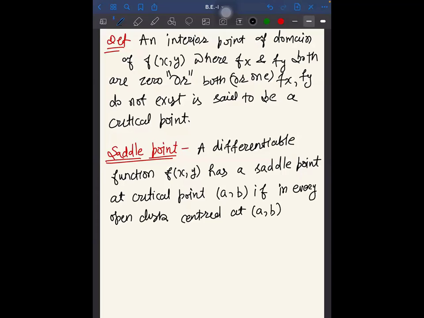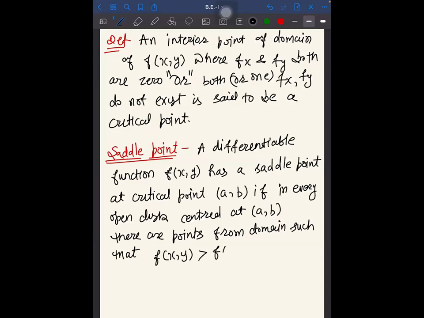there are points from the domain such that f of x, y is greater than f of (a, b) and f of x, y is less than f of (a, b). Right? Is it okay?